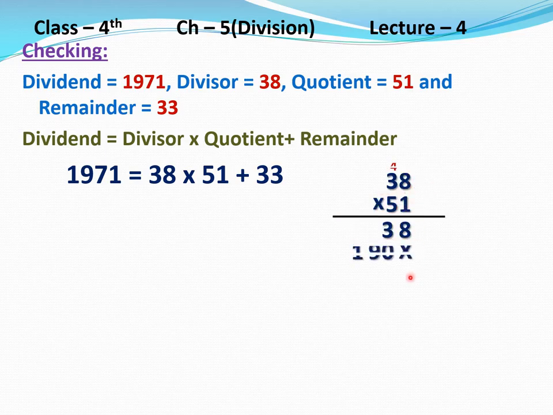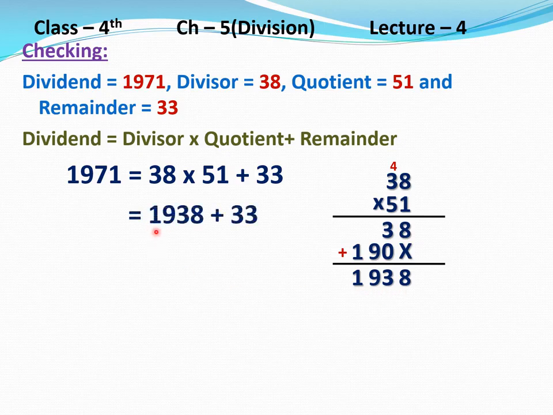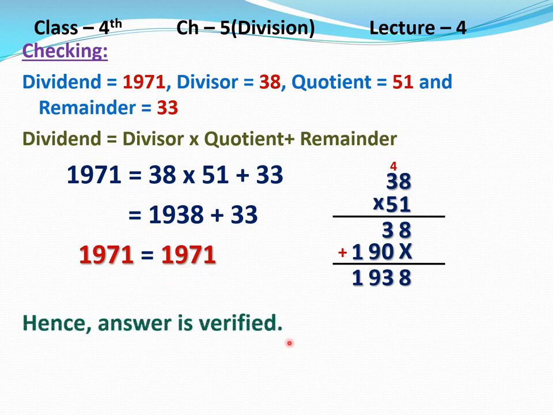See, 5 8s are 40, write 0 here and 4 carry, 5 3s are 15 plus 4, 19, write 19 here. Now we will do addition. Write 8 here, 3 plus 0, 3, write 3 here, write 9 as it is, write 1 as it is. 38 multiplied by 51 is equal to 1938. Write down equal to 1938 plus 33. Now we will do addition. 1938 plus 33 is equal to 1971. Left hand side and right hand side both are equal, hence the answer is verified.